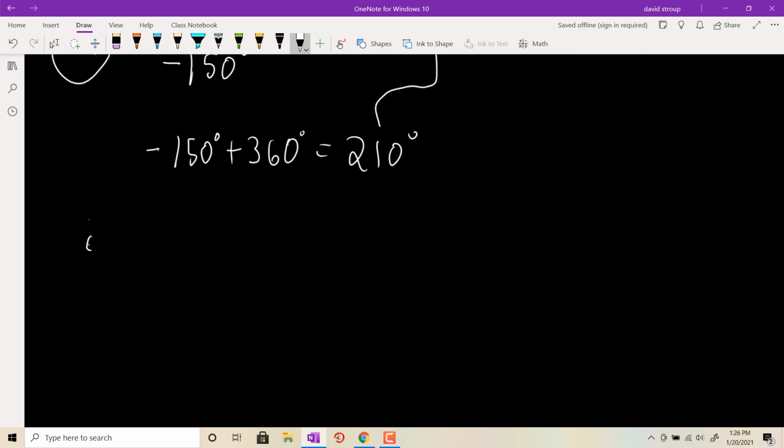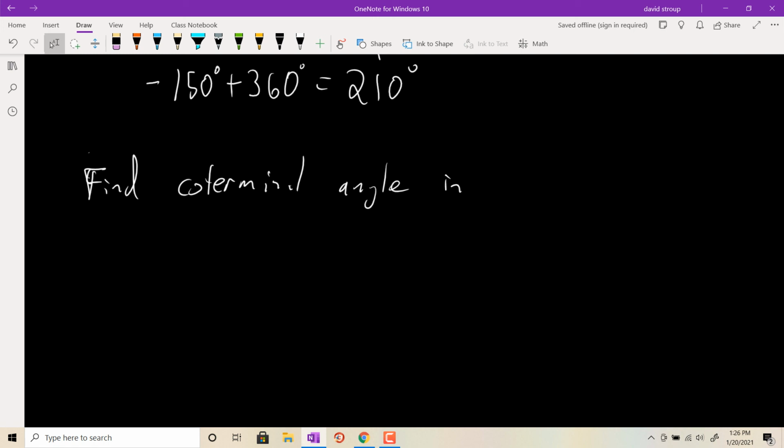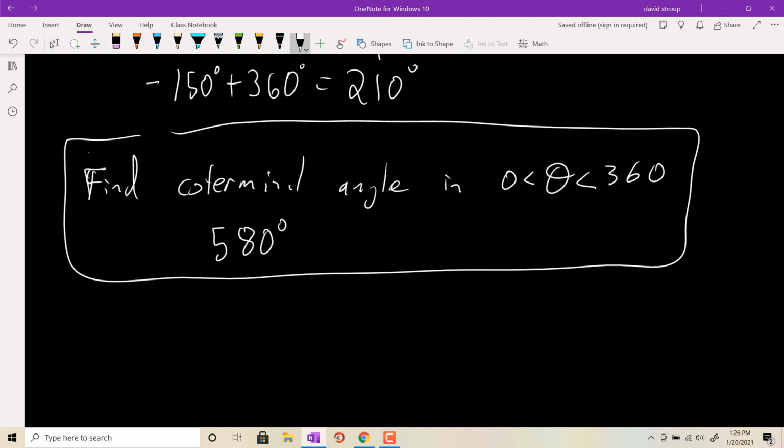Okay, so the first quiz is do this kind of problem. Find a coterminal angle in between 0 and 360, where our angle is 580 degrees. So find a coterminal angle in there. I just need to write this down for myself so I know.